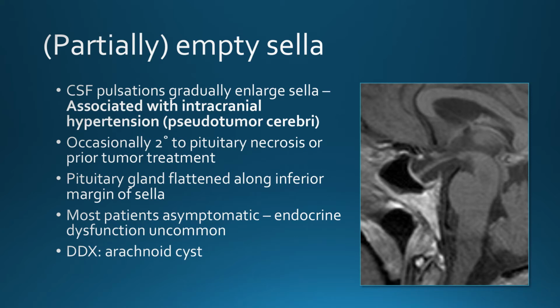Differential here would be an arachnoid cyst. An arachnoid cyst would displace the pituitary stalk, whereas with an empty sella, the pituitary stalk just goes straight down to the pituitary gland.